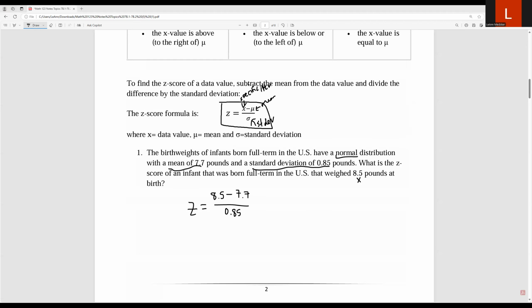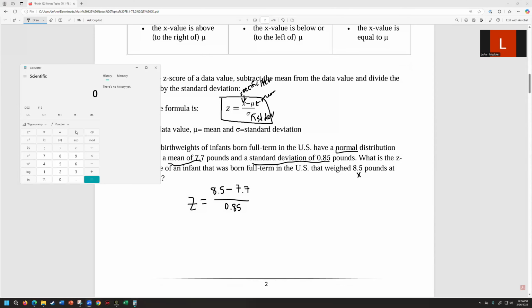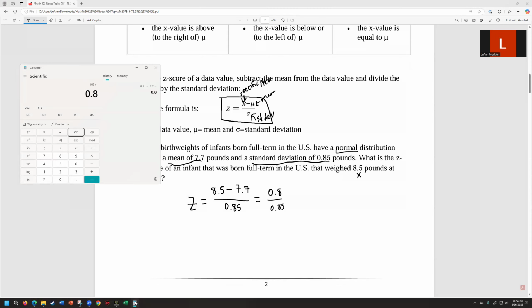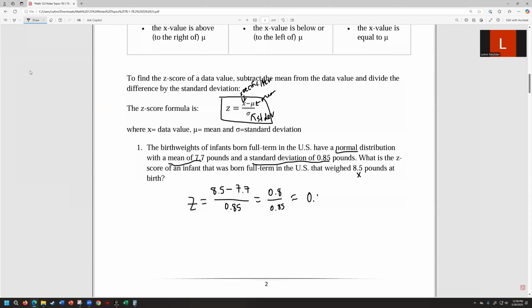So then we're going to take our calculator and we'll do, let me make sure I'm doing a full screen share so you can see the calculator. I'm not yet, so let me do that. So we're going to do 8.5 minus 7.7. So that'd be 0.8 on top. We're going to divide that by 0.85. And notice that gives me a Z-score. And we usually go to Z-scores only of 2 decimal places. So this would be approximately 0.94. So not quite 1 standard deviation above the mean, just a little bit below that.